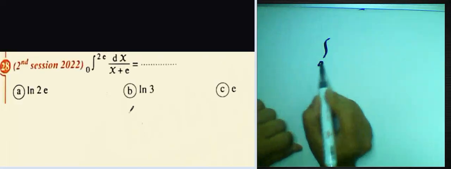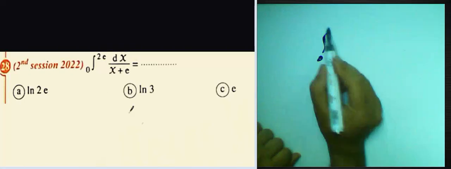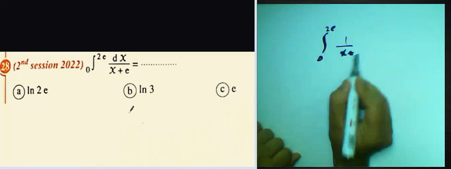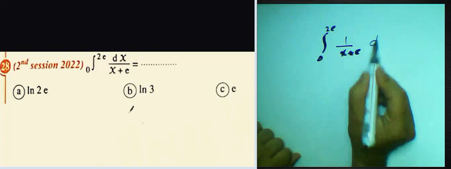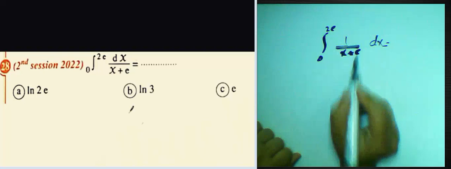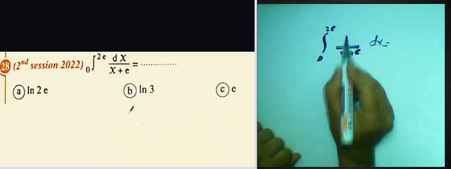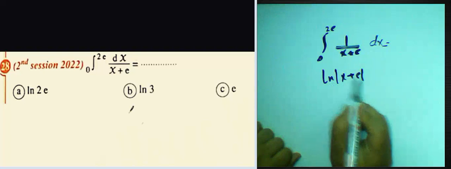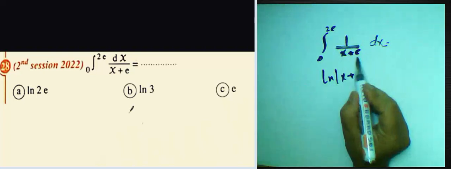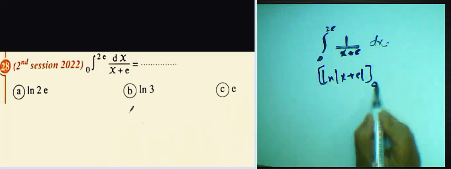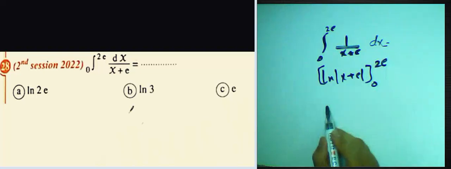Integration from 0 to 2e of 1 over x plus e dx. You must know this number. E, it is a number. Okay, it is a number. So the integration here will be what? Ln absolute value of the denominator, because the derivative of e equals 0. And the interval here is from 0 to 2e.